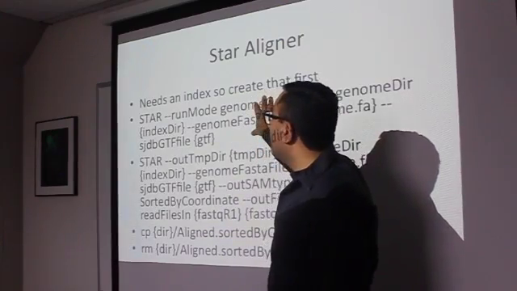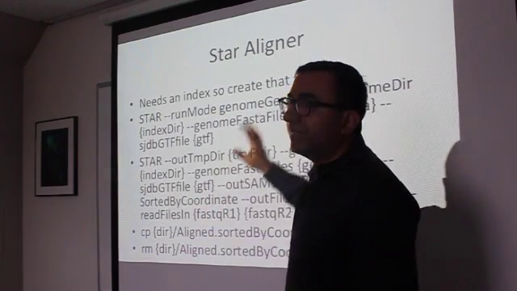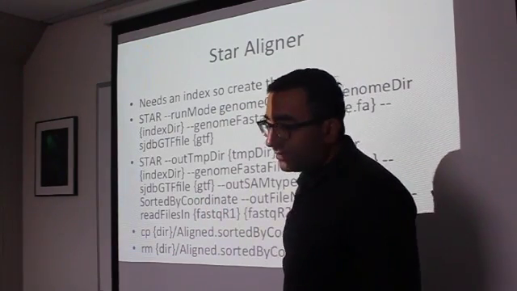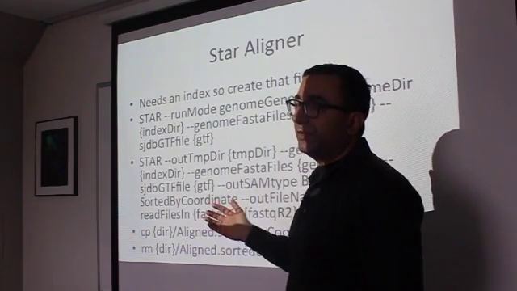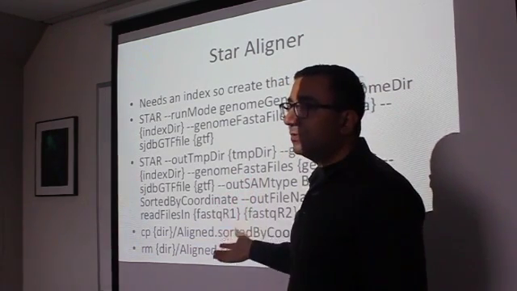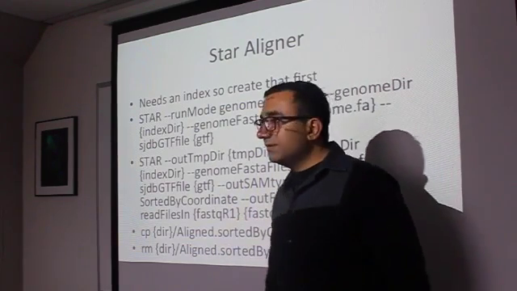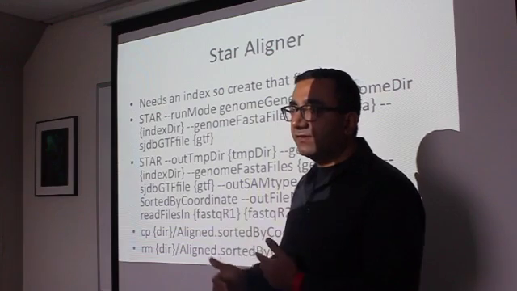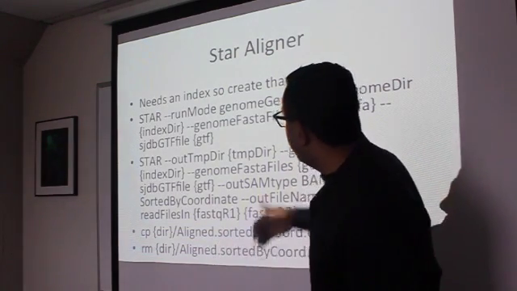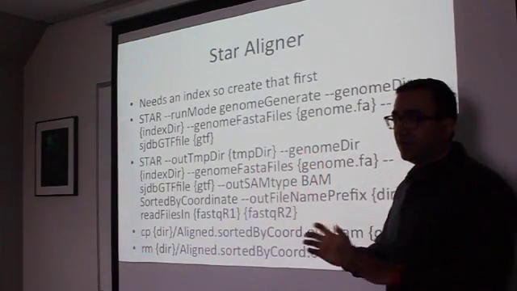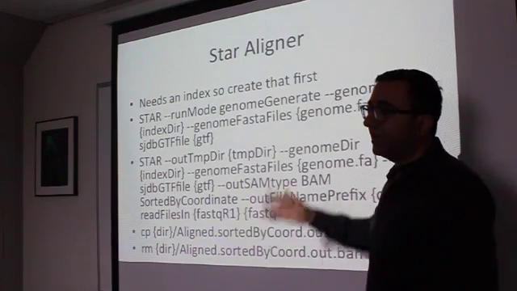This one is to generate your index. I'm putting it here because Tophat also has a similar command to generate your index, but most of the time those are also available on your server. But STAR has a different index because it uses a suffix array as opposed to a Burrows-Wheeler transform. So you have to generate this in case it is not there. Check with your bioinformatician, or if you are sure it's not there, just go ahead and generate it.